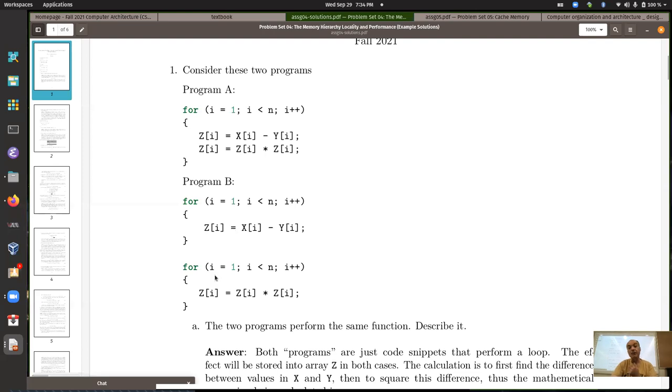But if it's broken up into two loops though, the problem is that we would pull in, say, that particular block to calculate the difference for X, Y, and Z. But then when we move past those to calculate some other portion of the arrays X, Y, and Z, those might get kicked out, right?